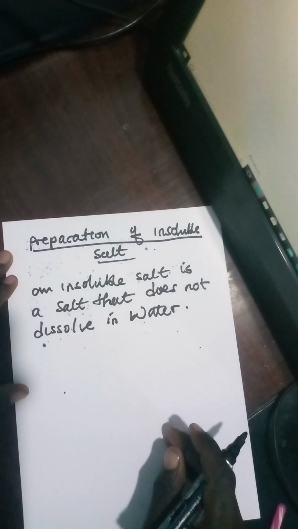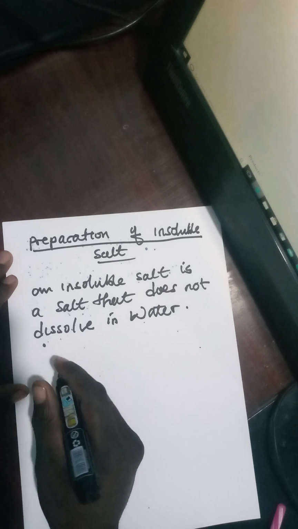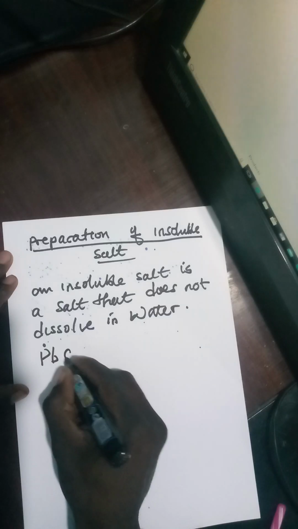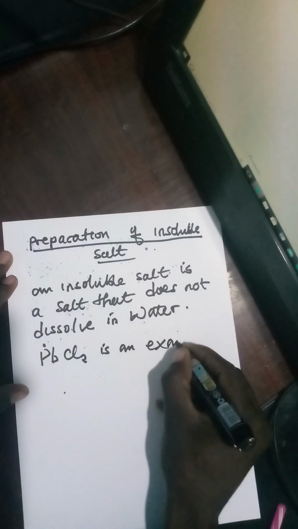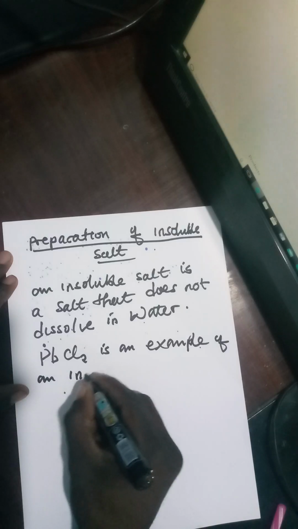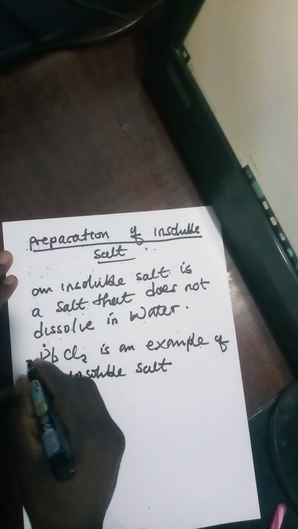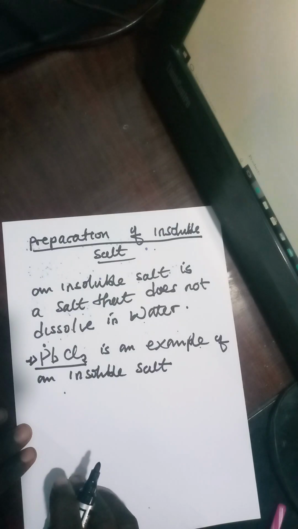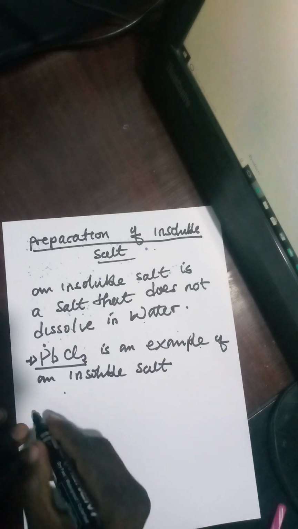And how do you prepare this insoluble salt? So we can use lead 2 chloride as an example. Lead 2 chloride is an example of an insoluble salt. And how do you prepare this lead chloride?